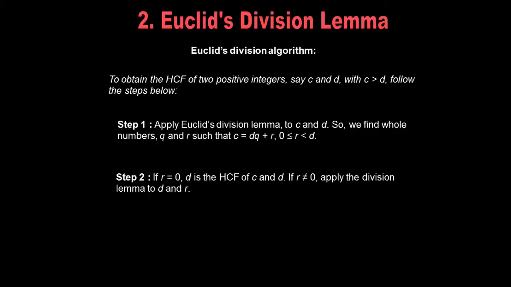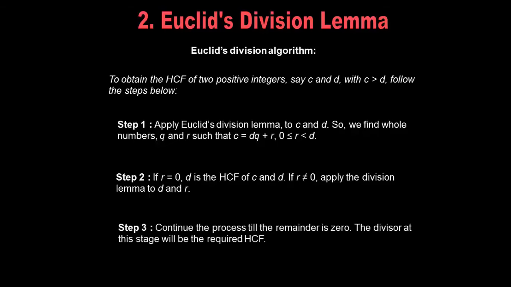So this time we'll have D is equal to R into some quotient plus remainder, and we'll check if remainder is equal to 0, then R is the HCF of C and D. We'll continue this process till our remainder is 0, and the divisor at whatever stage we get a remainder 0 will be the required HCF of C and D.